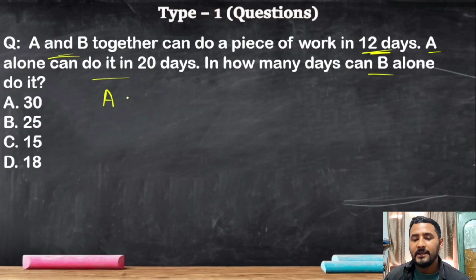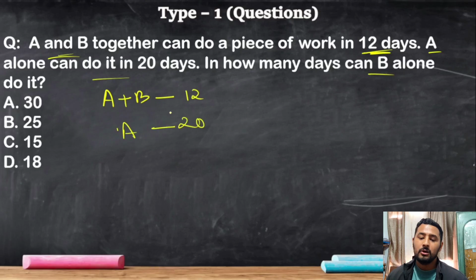It is the same. Just get the LCM first. A plus B working together will complete the work in 12 days, and A alone can complete it in 20 days. So you have the days for both A plus B and A. Now get the LCM to get the total work. Now 12 and 20, just check the multiples of 20. 20 ones are 20, 20 twos are 40, 20 threes are 60. 12 can also divide 60: 12 into 5 is 60.